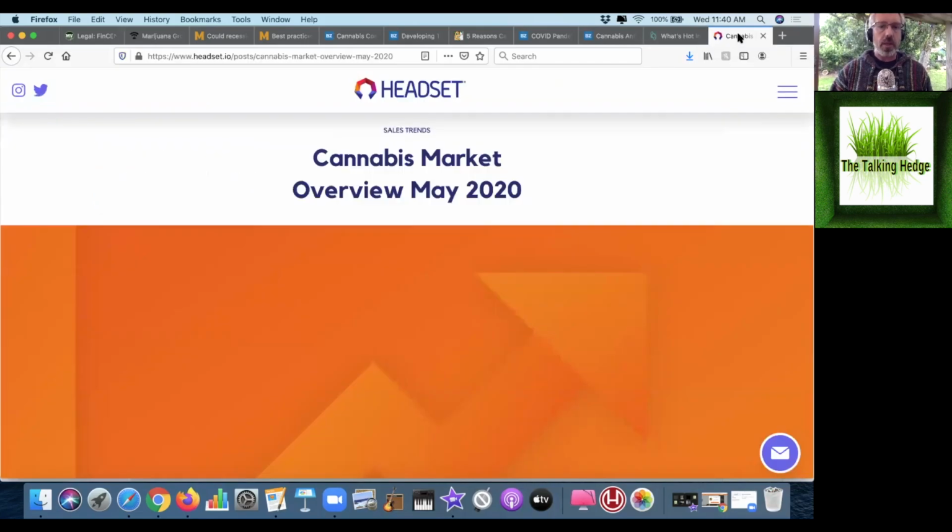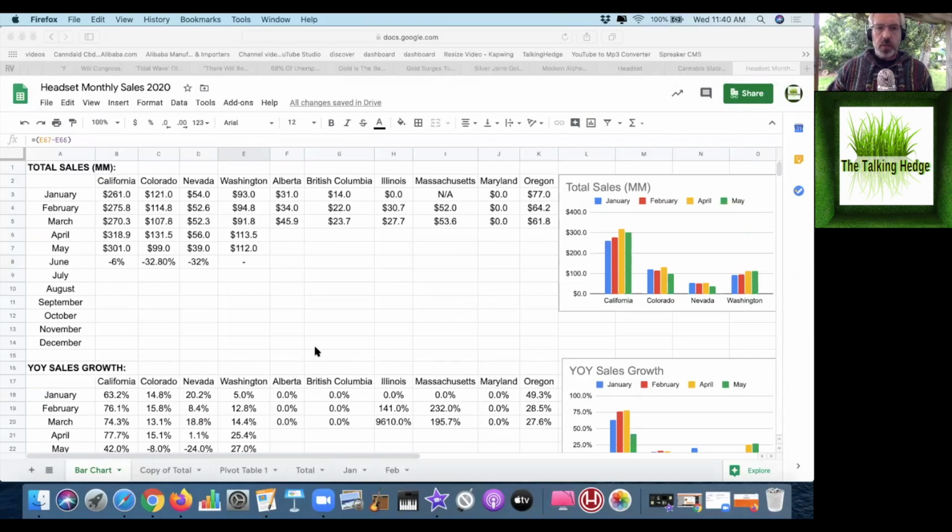All right, so let's take a look at what's selling across multiple markets. We're going to take a look at the cannabis market overview for May, the Headset report. They were covering 10 markets, including Canada. They stopped doing that, and now they're just focusing on four for some reason. So we've adjusted to look at the total sales for just California, Colorado, Nevada, and Washington.